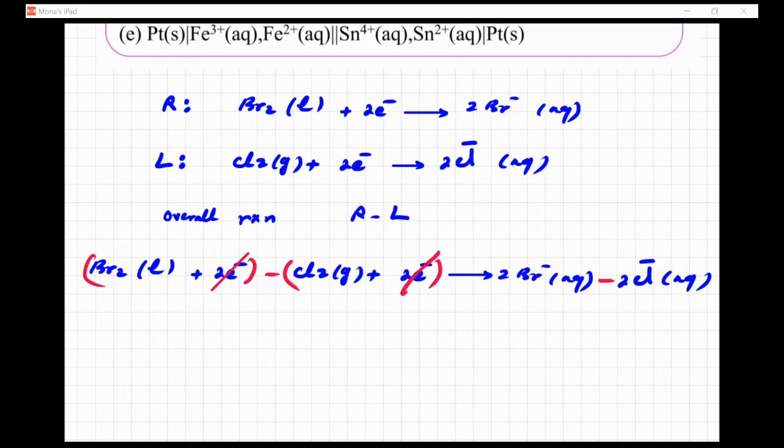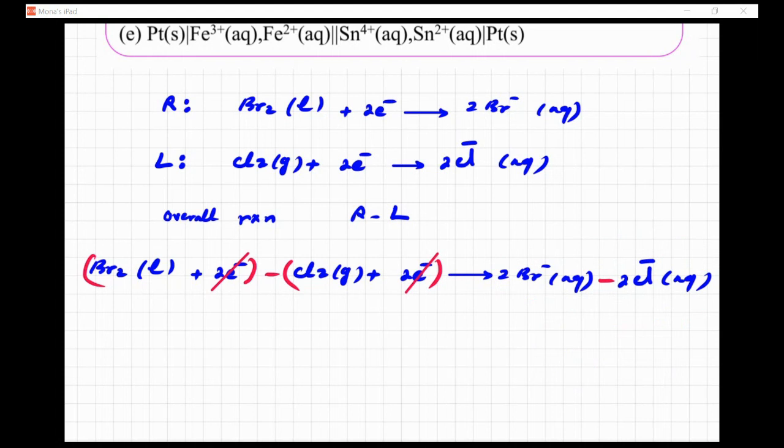So that's why when we write reduction half reactions, we have to make sure that the electrons are cancelled. They have to be the same on the right and on the left.